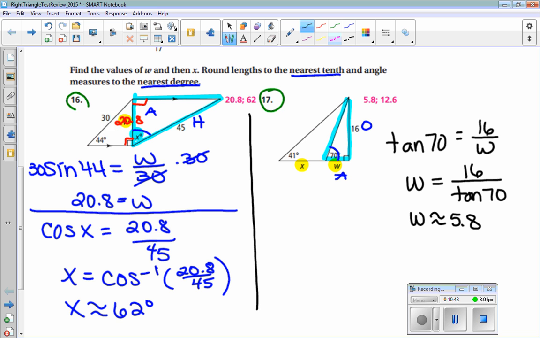Okay. Now how do I find x? I'm going to go ahead and erase my O and my A because I don't need that now. But I know that that's 5.8. How do I solve that? Julian, what'd you do?